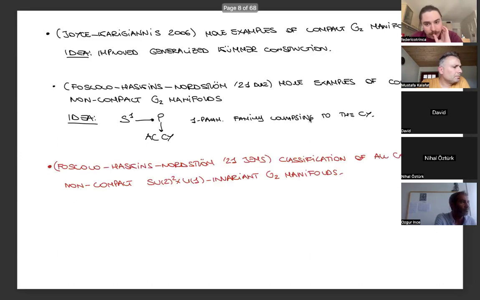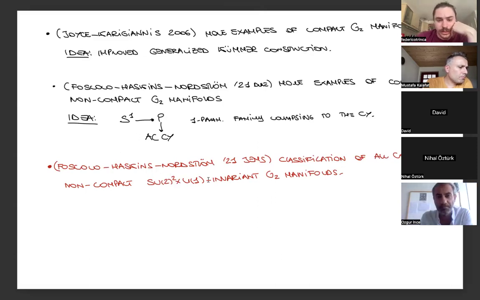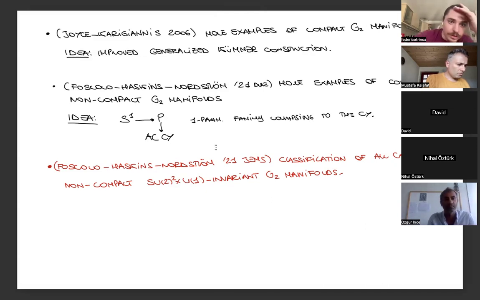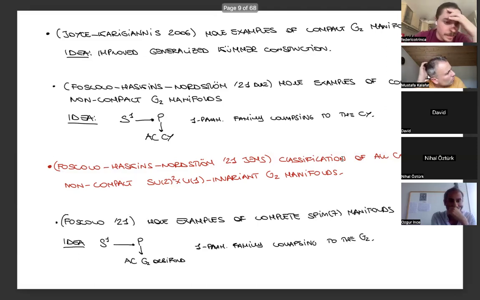But even more importantly for the scope of this mini course, once again Foscolo, Haskins, and Nordström in 2021 classified all complete non-compact SU(2)^2 times U(1) invariant G2 manifolds, and their construction uses a cohomogeneity one technique. And this is going to be essentially the second bulk of today's lecture. Today is not really research in the sense that it's still quite new, the things that I'm going to talk about today.